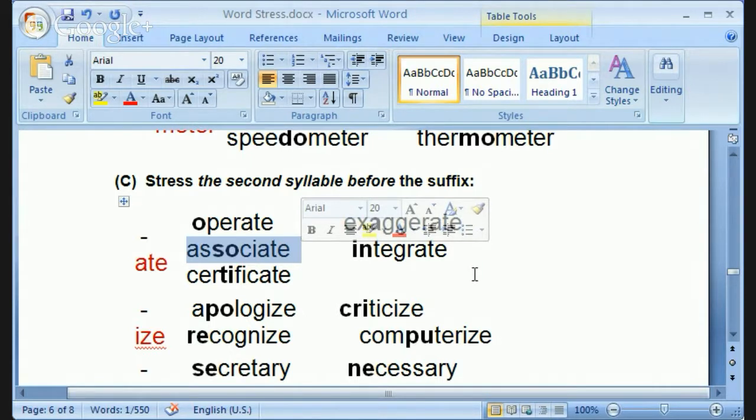The ATE actually has a kind of secondary stress. If you remember, I mentioned that primary stress has high pitch and secondary stress has low pitch. So exaggerate. The first and third syllables are unstressed, so they're sort of in the middle of the pitch range. Basically, English has three pitch ranges: high, medium, low.